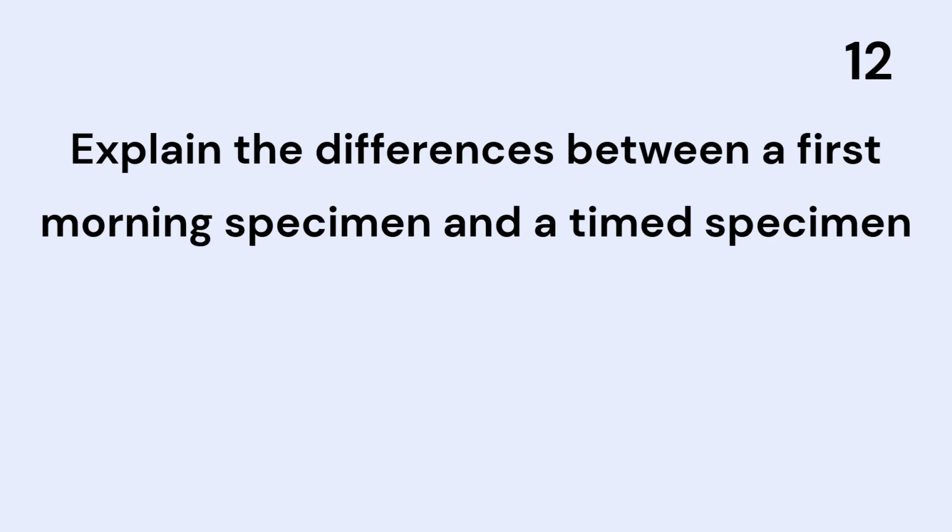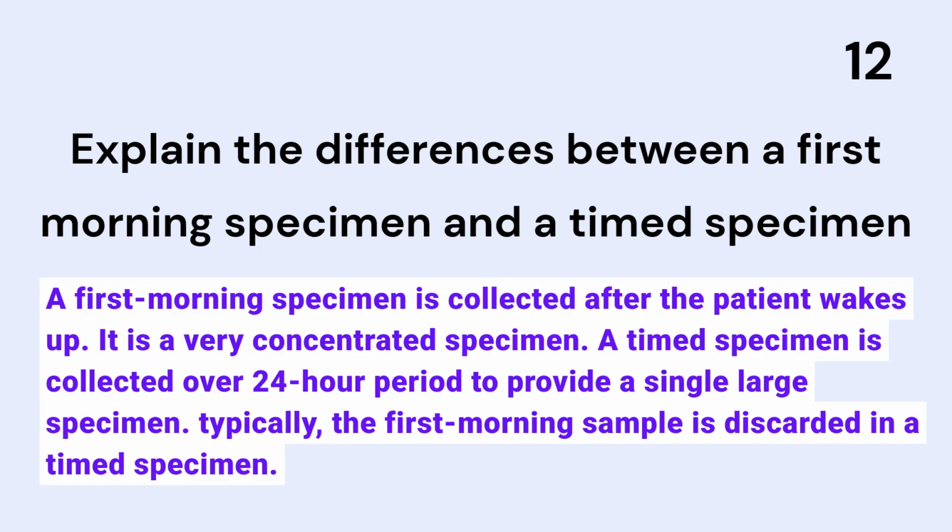12. Explain the differences between a first morning specimen and a timed specimen. A first morning specimen is collected after the patient wakes up. It is a very concentrated specimen. A timed specimen is collected over a 24-hour period to provide a single large specimen. Typically, the first morning sample is discarded in a timed specimen.